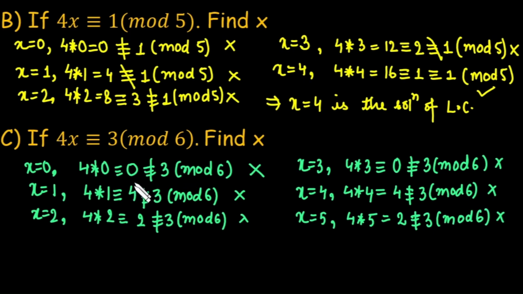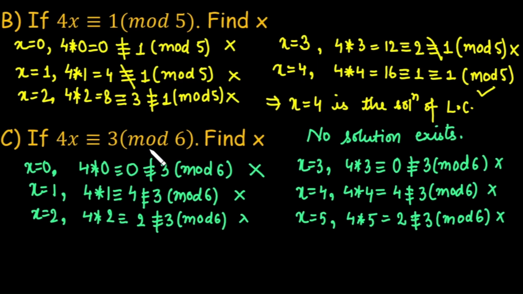Now think, here we have the repetition of the remainders 0, 4, 2, 0, 4, 2. Again we will get 0, 4, 2 for the next integers. So we can notice something: no value gives 3 as the remainder. It means there is no solution in this case.